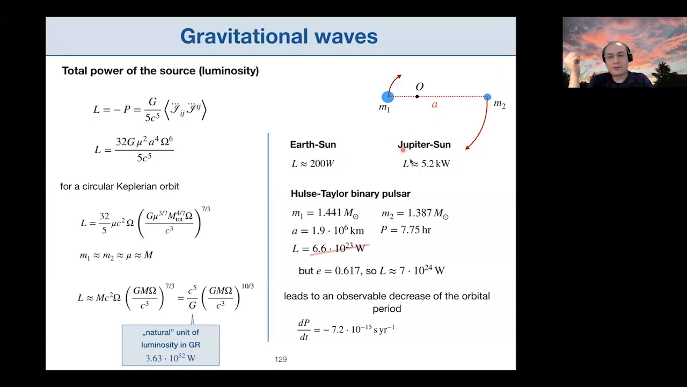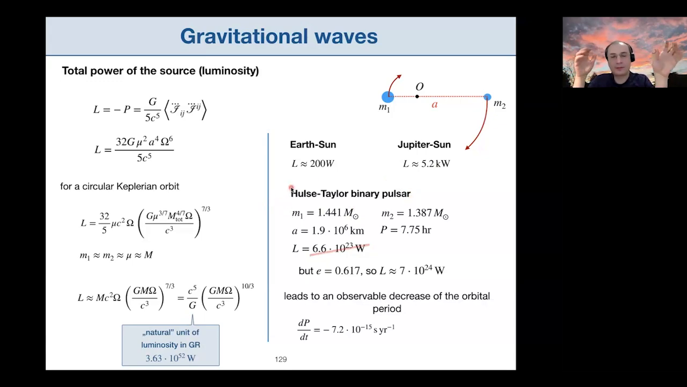And in fact, not much changes when you take Jupiter, the most massive planet; you get only something about 5 kilowatts. So for the solar system, the emission of gravitational waves is very small, in fact completely negligible in the total balance of energy.